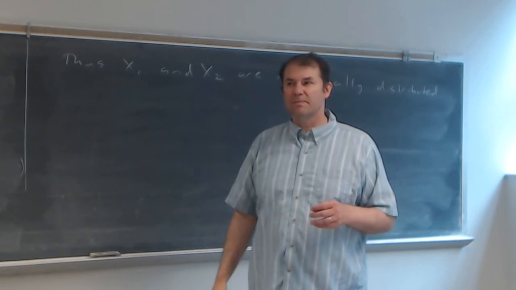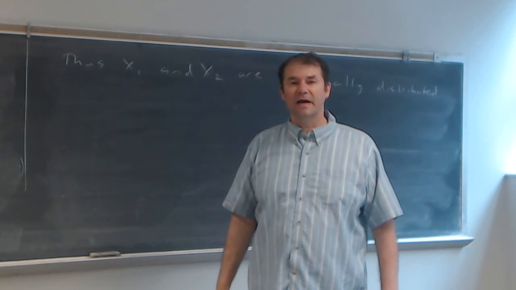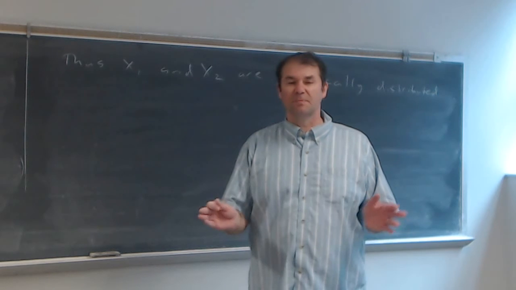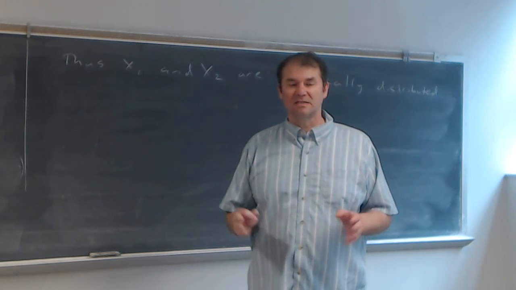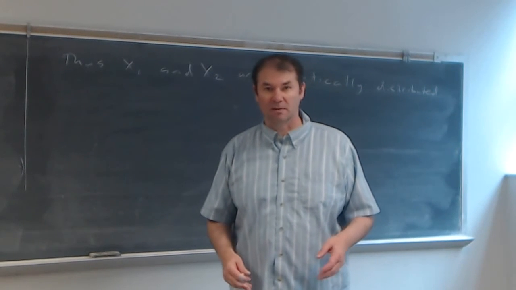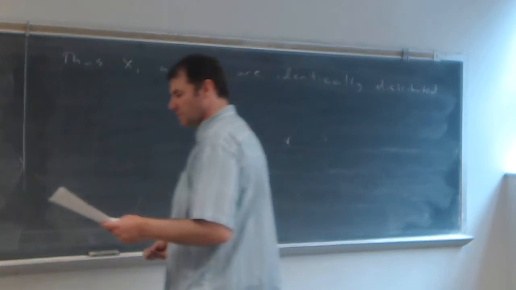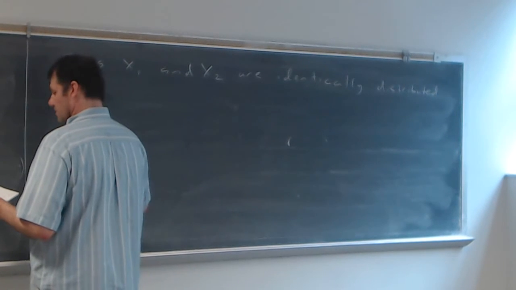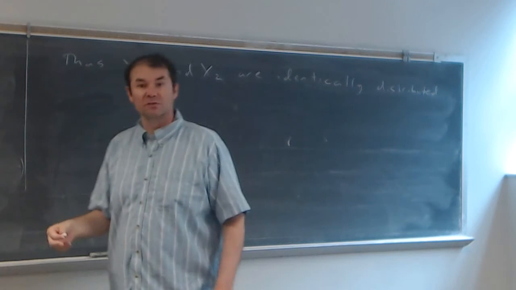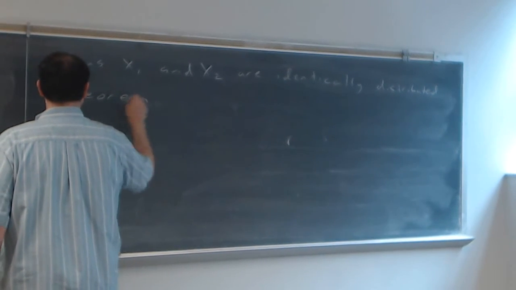I had talked about independence a few minutes ago with a collection of random variables. It turned out that if you're independent, then your joint PMF or PDF is equal to the product of each individual PMF or PDF all put together. That's going to be important and used when we describe this limit theorem. So this is our first limit theorem, called the weak law of large numbers.